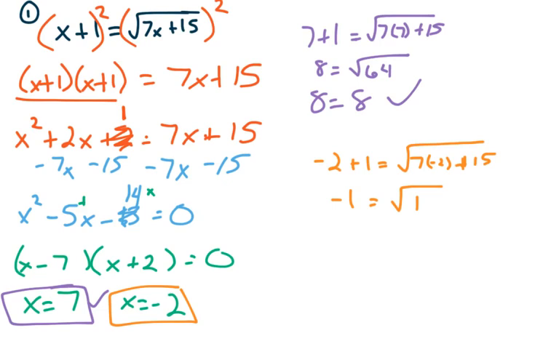Now, yes, when we talk square roots, there are two answers, positive and negative. But if it doesn't have a negative square root out front, or if it doesn't say plus or minus, it's talking about the positive one. So the square root of 1 in this case is only 1, and negative 1 obviously is not equal to positive 1. So negative 2 is not an answer. It is an extraneous solution, meaning that 7 is your only answer here.